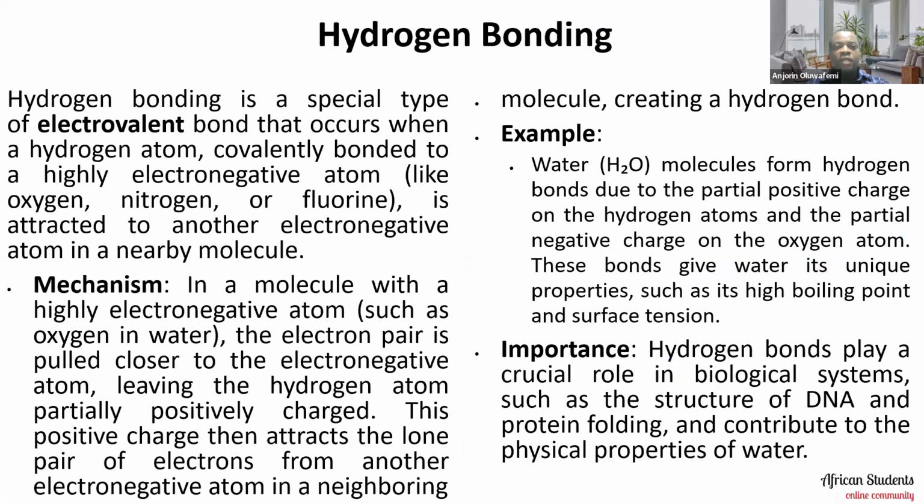Okay. All right. Now the next thing that we need to look at is hydrogen bonding. Now, hydrogen bonding is a special type of electrovalent bond that occurs when a hydrogen atom covalently bonded to a highly electronegative atom, like oxygen, nitrogen, fluorine, chlorine, and so on, is attracted to another electronegative atom in a nearby molecule. So basically what happens is that in a molecule with a highly electronegative atom, such as oxygen in water, the electron pair is pulled closer to the electronegative atom.